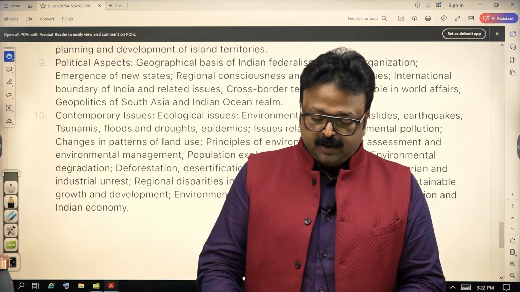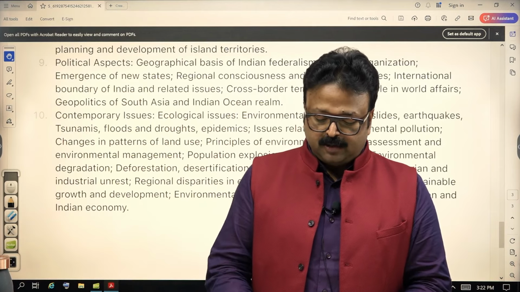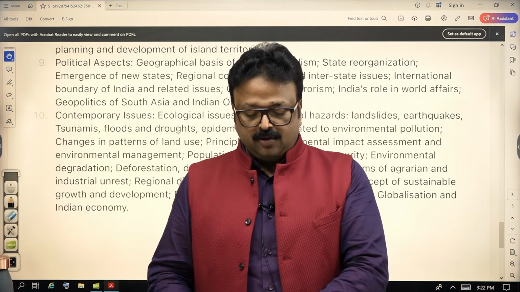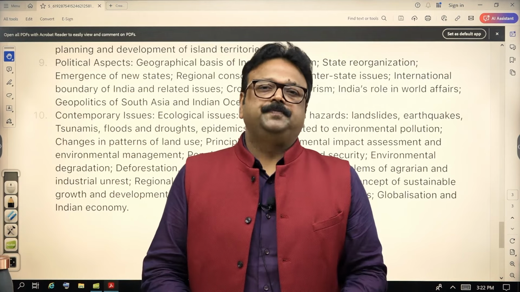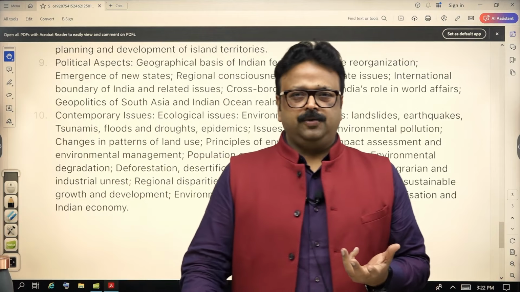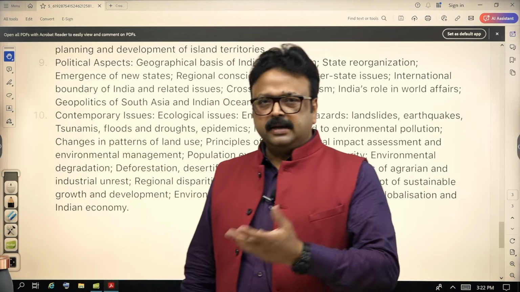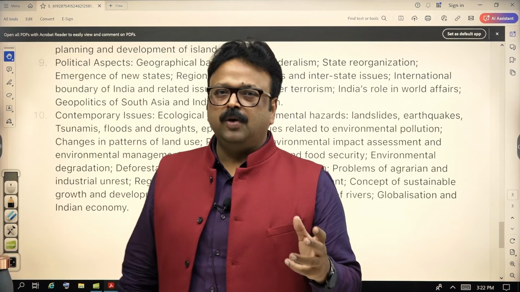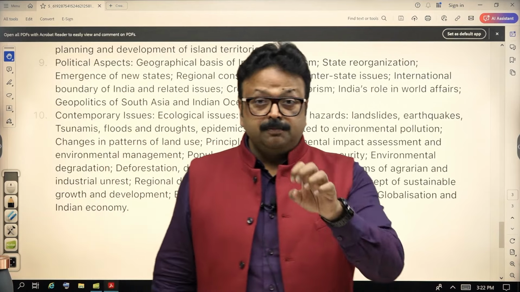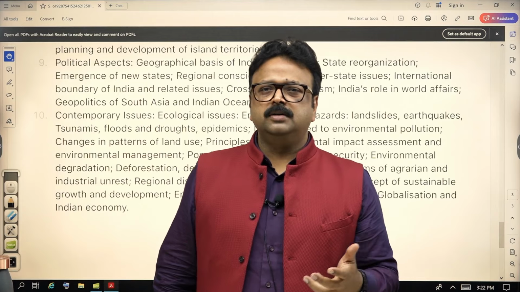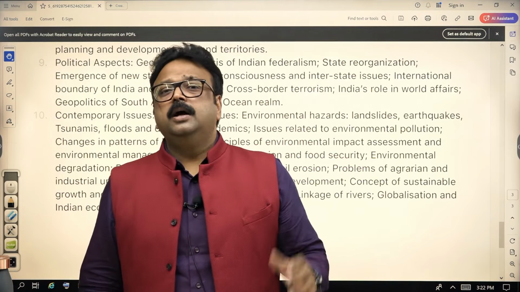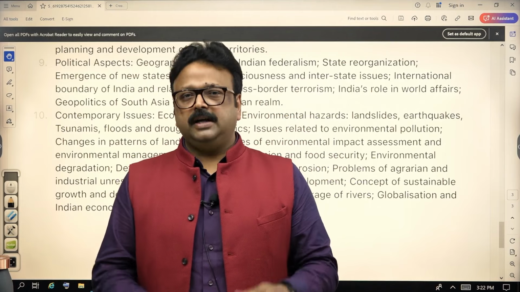Tsunami, flood, drought, epidemics, issues related to environmental pollution, that is part of your environment and ecology, water pollution, air pollution. What are the initiatives taken by the government of India, like air quality index, ambient air quality monitoring, what are the air pollutants, primary and secondary pollutants, photochemical smog, industrial smog. These are the questions they have asked several times.